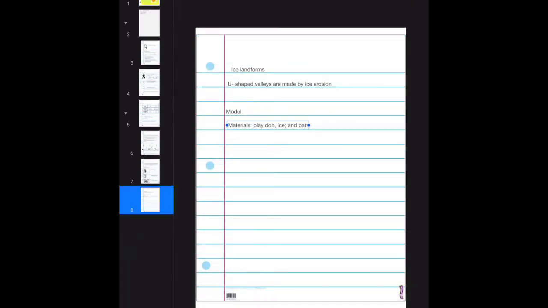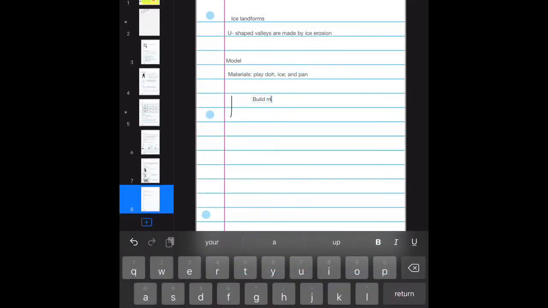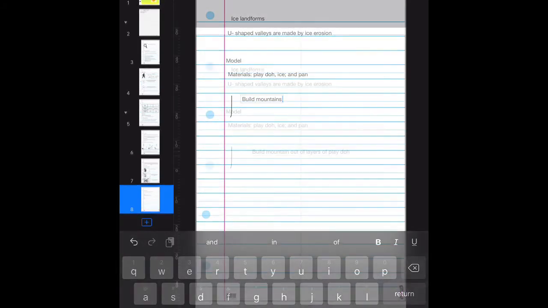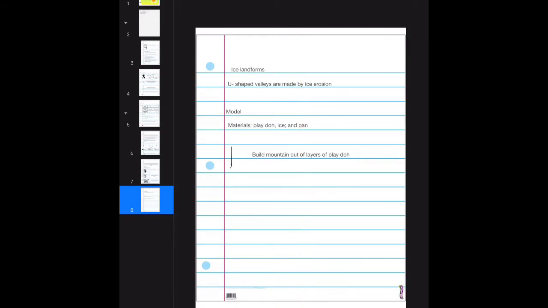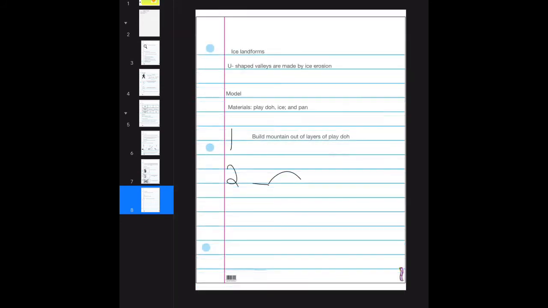And finally, we're going to record what we saw in our model. First, we built a model with several layers of Play-Doh. Do you remember what the different layers represent? Number 2, we put ice at the top of our mountain.